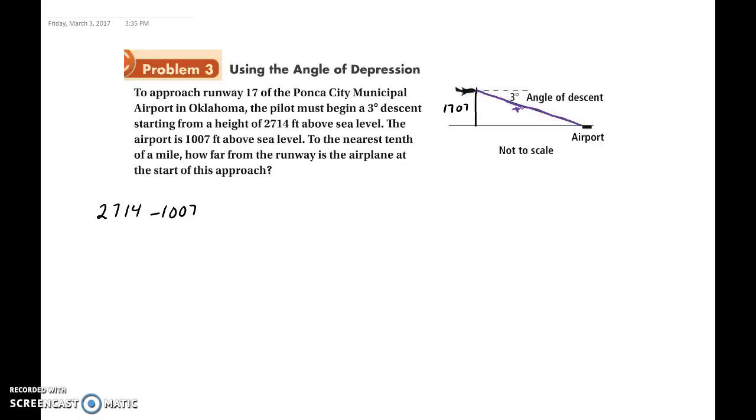If they wanted to solve for this distance here, then they might phrase the question as how far away from the plane is the airport on ground level, or something like that. There'll be different types of questions, and we'll go through the way that they will be worded. All right, so now we have this triangle where we know this is 1,707, and we're trying to solve for x here.